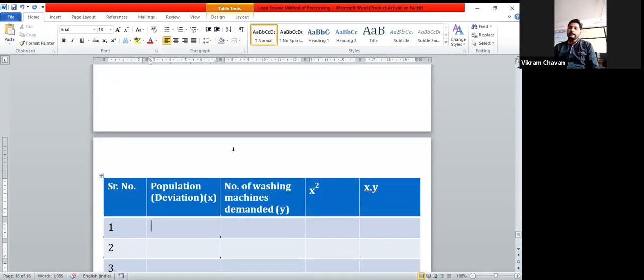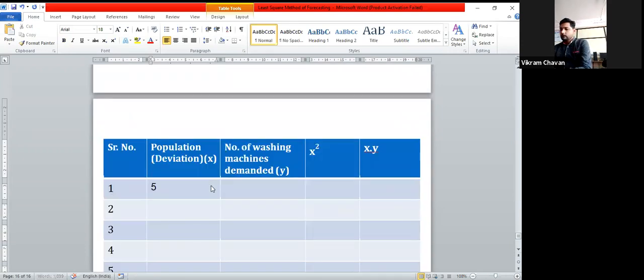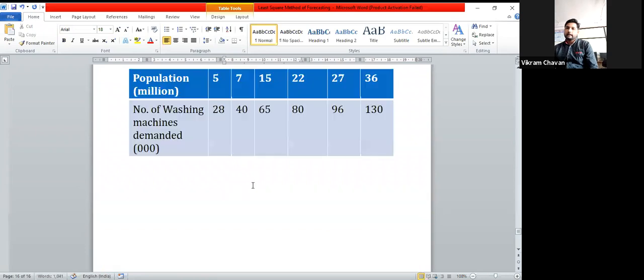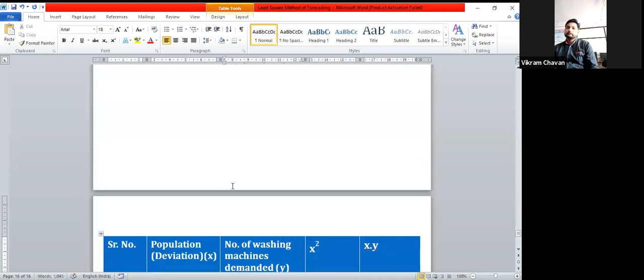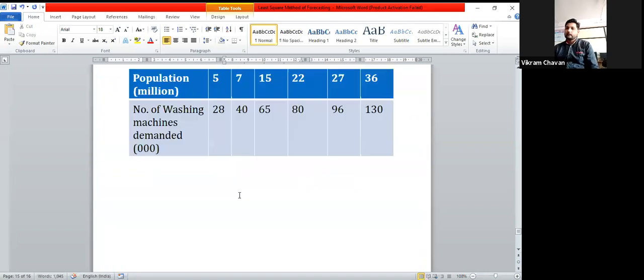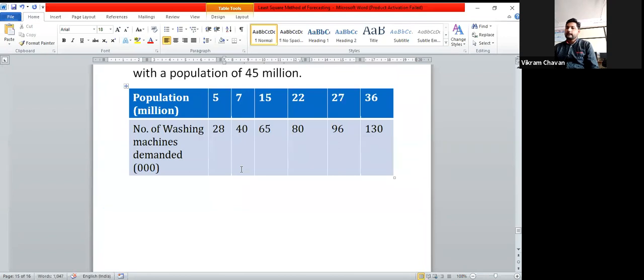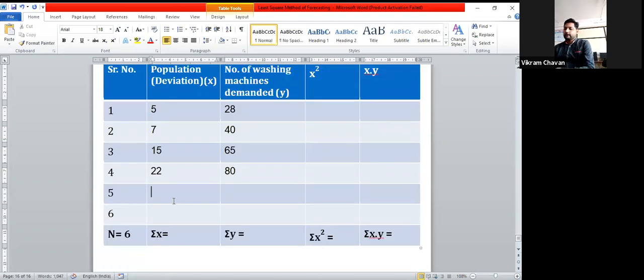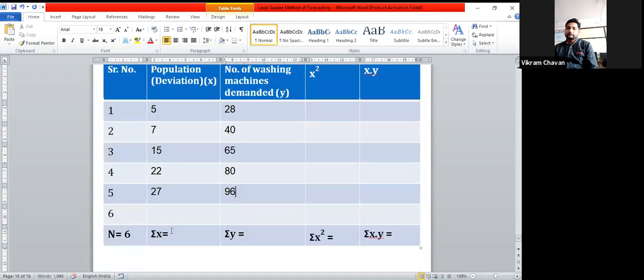Okay, so put up the data. I hope you have written up to this: 528, then next 740, then 1565, then next 2280, then next 2796, and 36130.